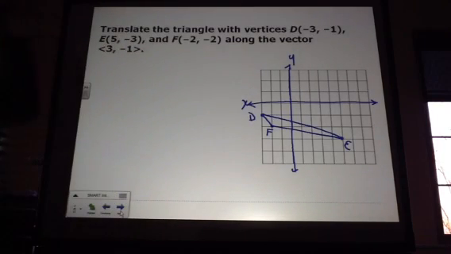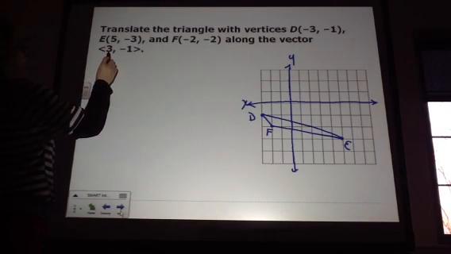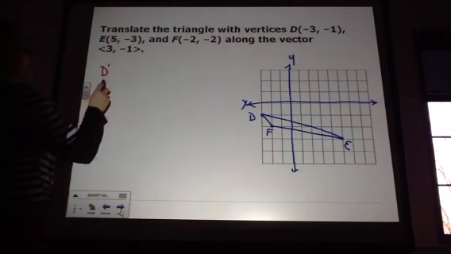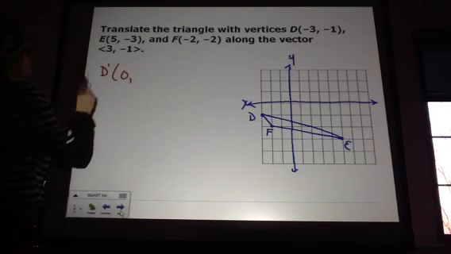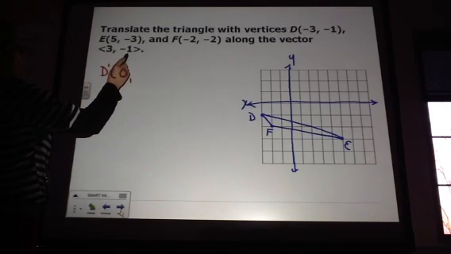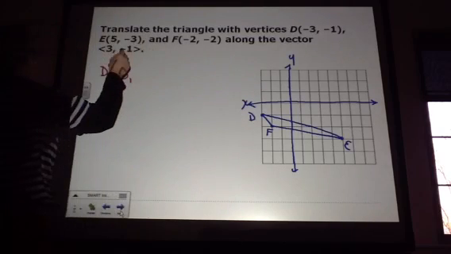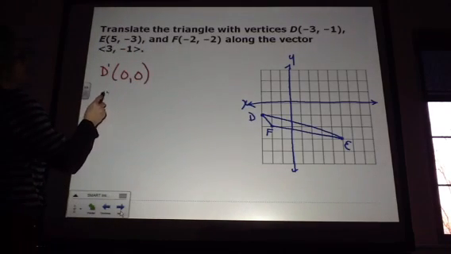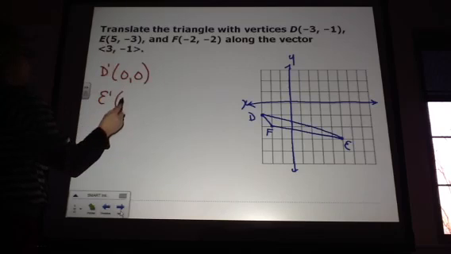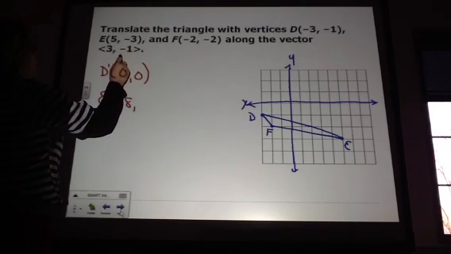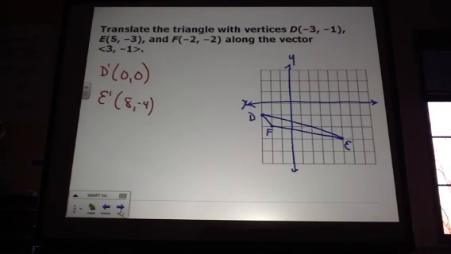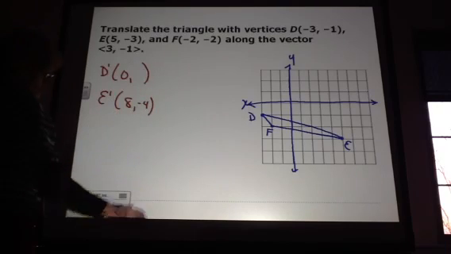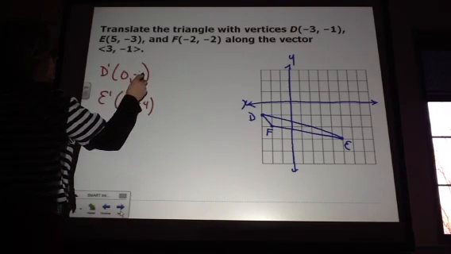And we are going to translate it across this vector here. So I need to add 3 to my horizontal, my x-coordinate. So negative 3 plus 3 is 0. I need to add a negative 1 to my y-coordinate. So negative 1 plus negative 1 is 0. 5 plus 3 is 8. Negative 3 plus a negative 1 is negative 4. Okay, we need to back up. Negative 1 plus a negative 1 is negative 2, not 0 there.